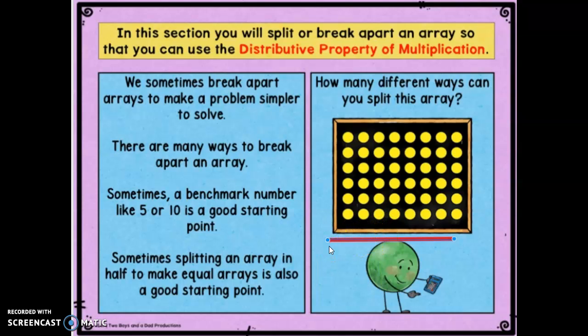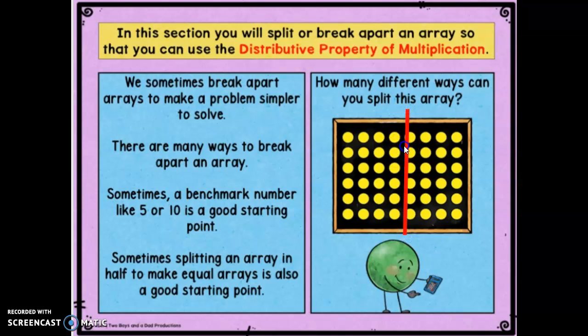So I'm going to click on that line, and I can take this dot and move it any way I want. So that means that I can break the array up into different ways. Now I'm going to use the strategy that they gave us about splitting the array in half. So I'm going to look at what my new array is at this point. My new array has changed.